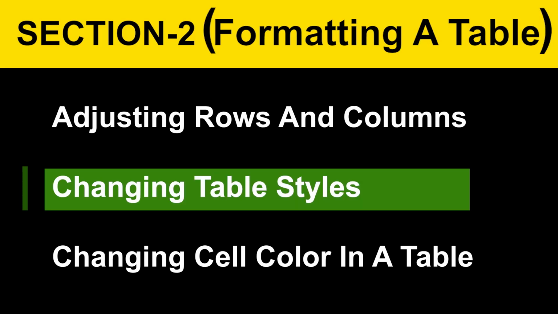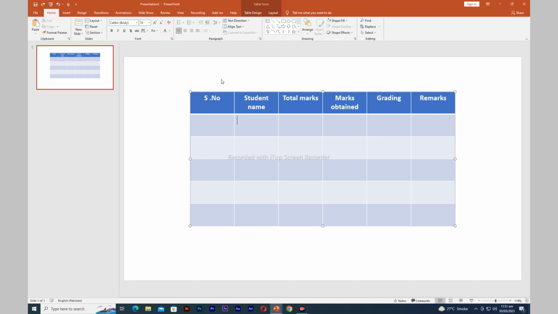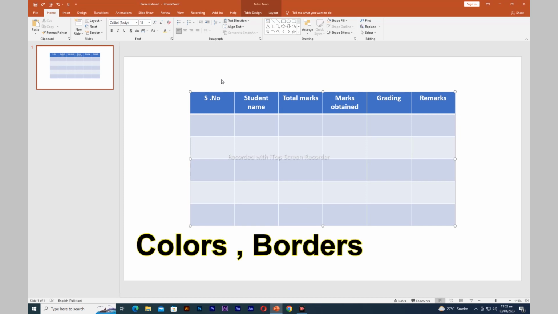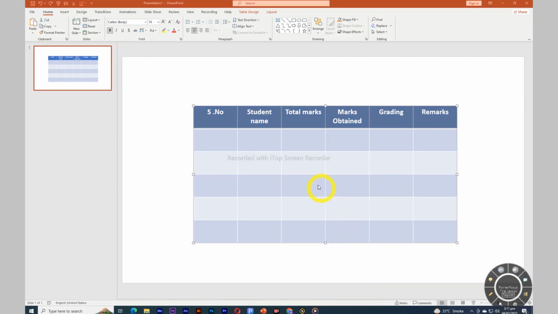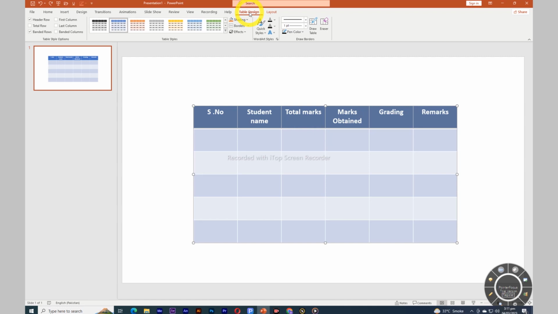Changing table styles. Once you have inserted a table, it's time for you to make it look fancy. You can format it to make it look the way you want. For example, you can change the colors, add borders, and even apply a special style, just like choosing the perfect outfit for your school picture day. Click anywhere on the table. You will notice that a new tab named Table Design appears on the ribbon. Click the Table Design tab and notice the table styles.